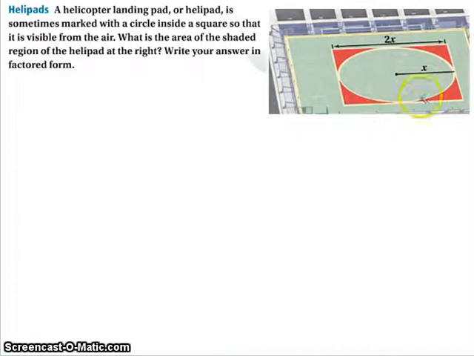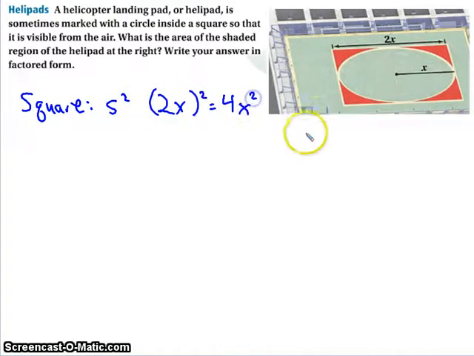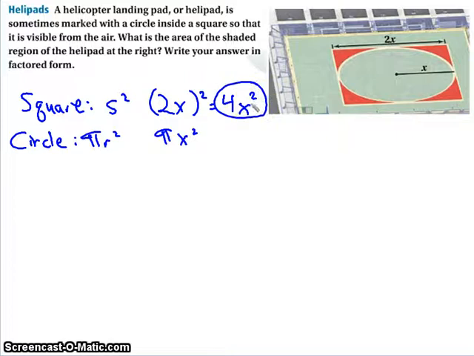So we want to find the area of the square, and we're going to do that by taking 2x times 2x. Okay, so we're going to do the square, and that's side squared, so 2x squared, which is equal to 4x squared. Now we have to find the area of the circle, which is pi r squared. So we have pi times x squared. Okay, so this is the area of the square. This is the area of the circle.